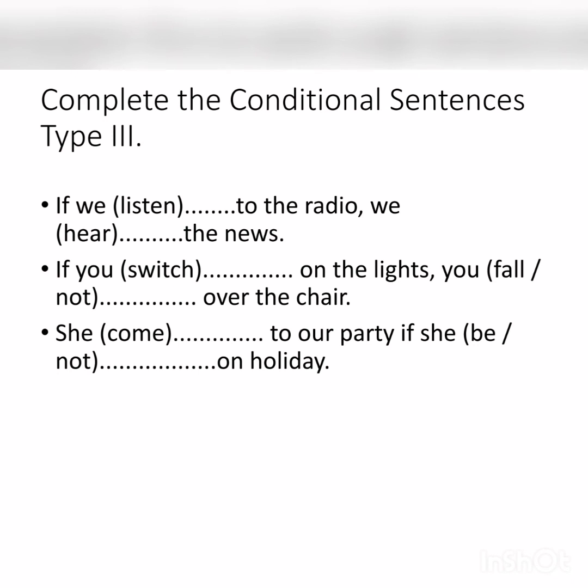Now conditional sentences type 3. If we dash to the radio, we dash the news. What were the type 3? So, with past perfect with would have. If we had listened to the radio, we would have heard the news. I know you can solve the rest.